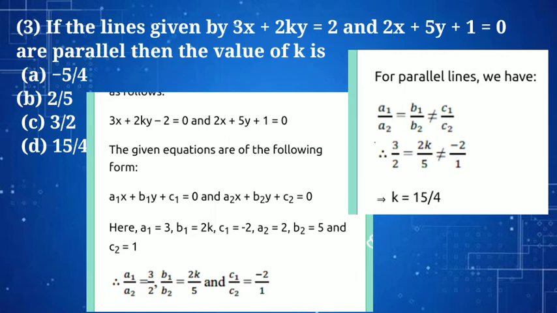So substitute in the condition. So this condition becomes 3 by 2 equal to 2k by 5 not equal to minus 2 by 1. So which implies k equal to 15 by 4. So the correct option is D.